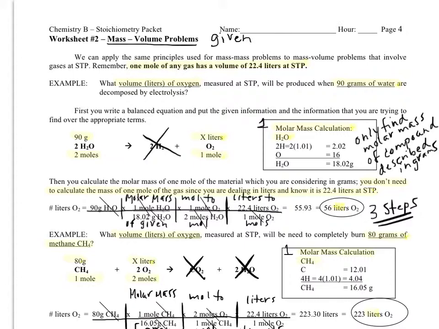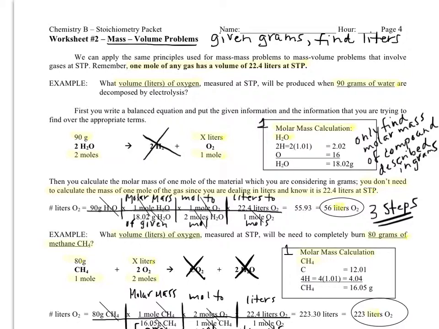So what that means, and you want to write this down, is that in these problems you will be given information in grams. You'll be told how many grams you have of a reactant, and you will be asked to find the number of liters you have of another compound. In worksheet 1, you were given grams and asked to solve for grams, which meant that you had to calculate the molar mass of the compound you were given information about, but you also had to calculate molar mass for the compound that you were trying to solve for, your unknown, right?